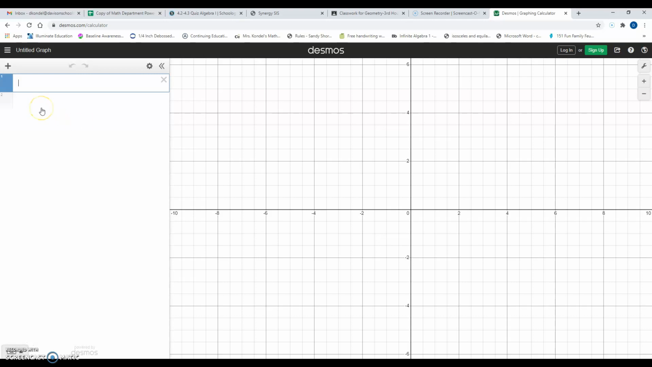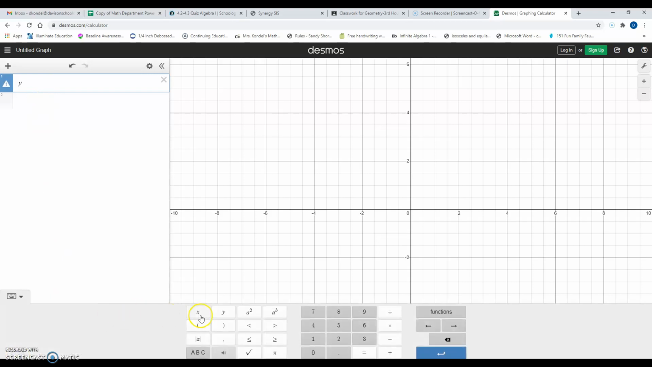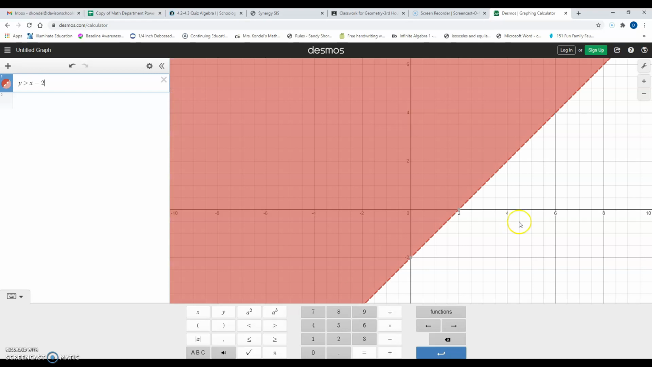So, for instance, if I have y, and then I come down here, is greater than x minus 2, so there's my first one with the fun shading. That's what you've done yesterday. And now just compare that and find the Google slide image that matches that.